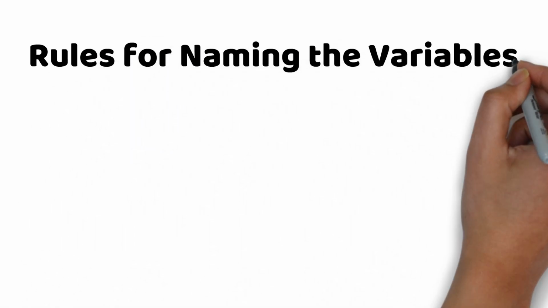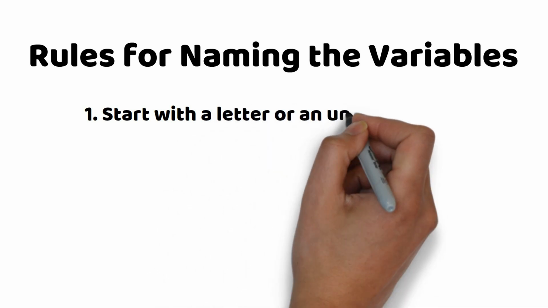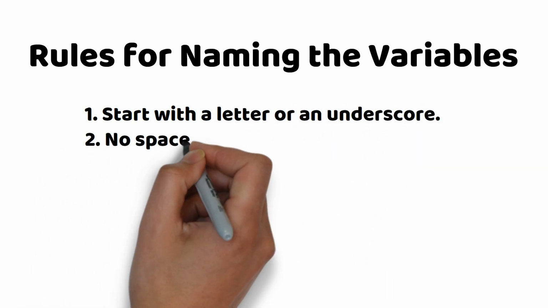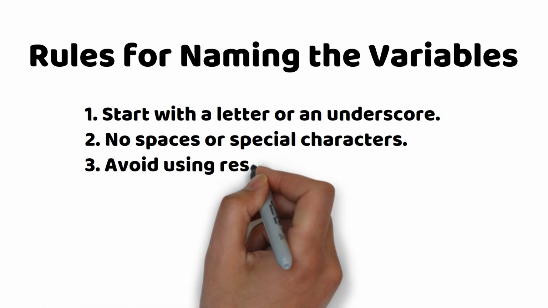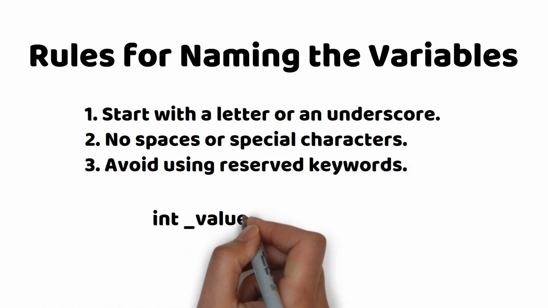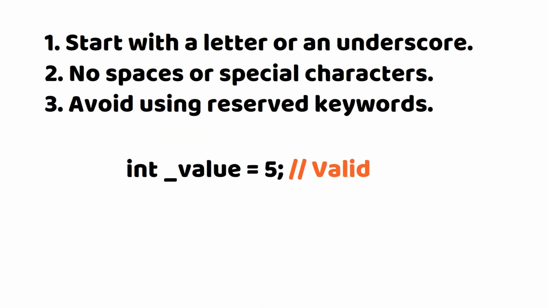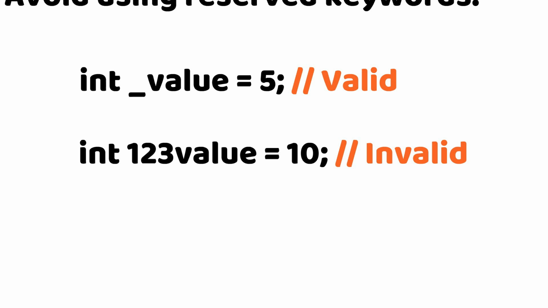Now there are a few rules for naming variables. For example, we always start with a letter or an underscore. There should not be any spaces or special characters. We should avoid using reserved keywords. For example, in this piece of code, int underscore value equal to 5 is valid, whereas int 123 value equal to 10 is invalid because it is starting with a number.